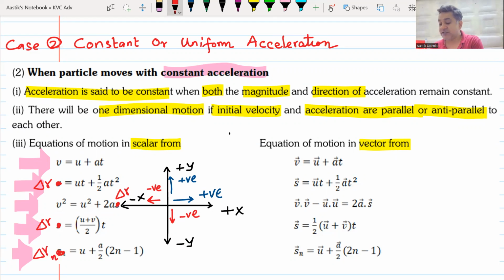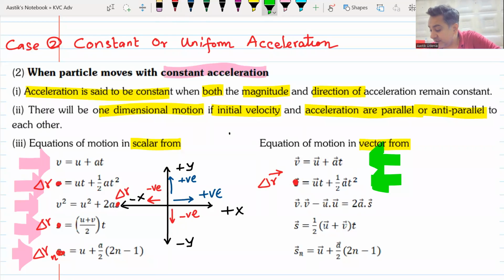Similarly, we have equations in the vector form. The only difference is, in the vector form, every equation is written vector-wise. V vector is u plus at. Delta R, do not write it as S. I always use delta R for displacement vector, delta R vector.